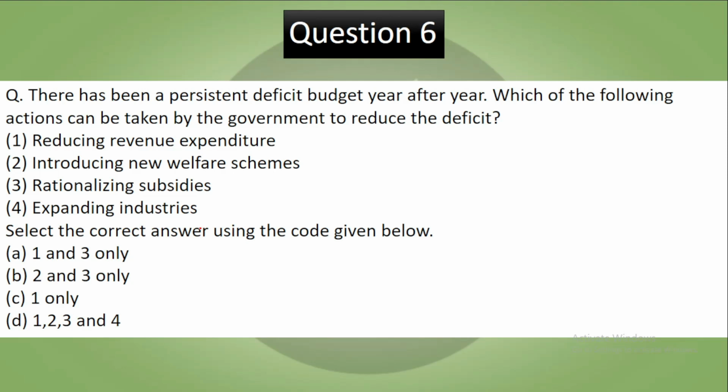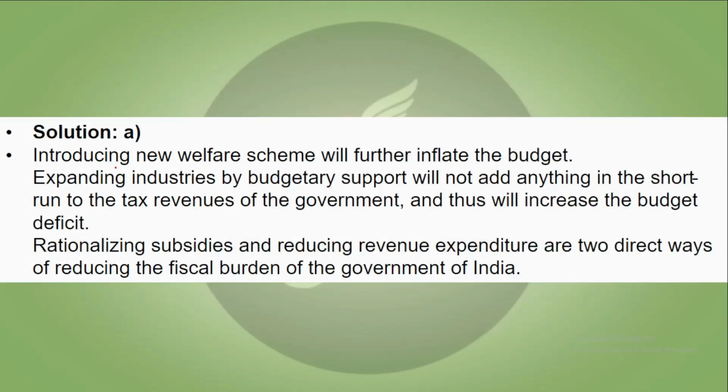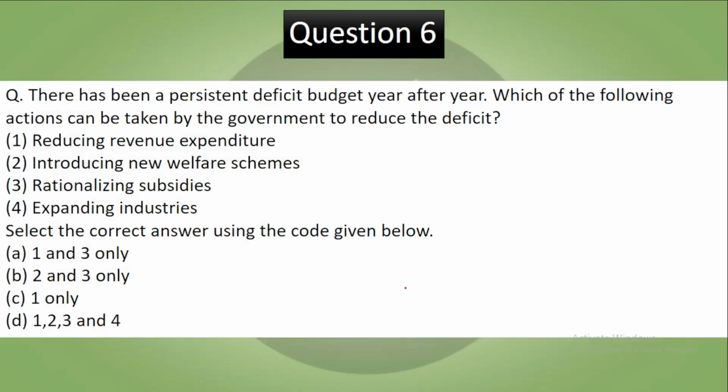Your correct answer to this is A, as introducing new welfare schemes will further inflate the budget. Moreover, expanding industries by budgetary support will not add anything in the short run to the tax revenues of the government, and thus will increase the budget deficit. And rationalizing subsidies and reducing revenue expenditure are two direct ways of reducing the fiscal burden of the government of India. So these two things are correct.